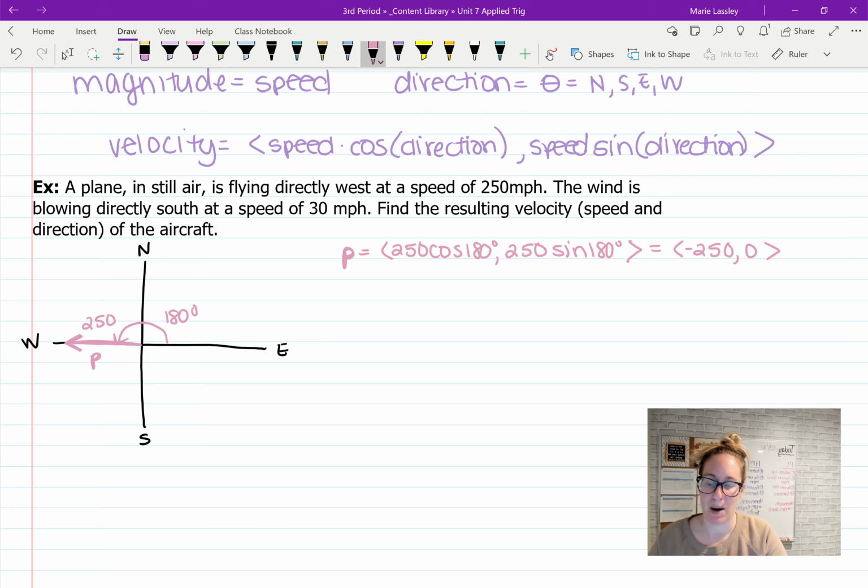The next thing it says is that the wind is blowing directly south at a speed of 300 miles per hour.